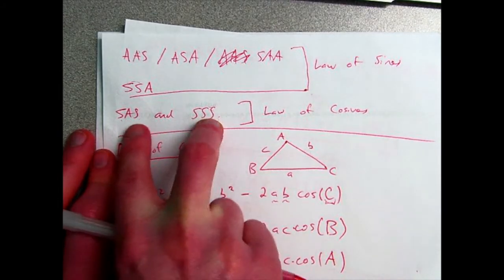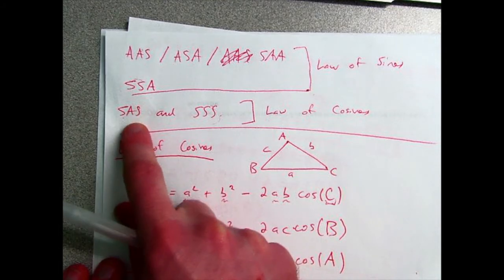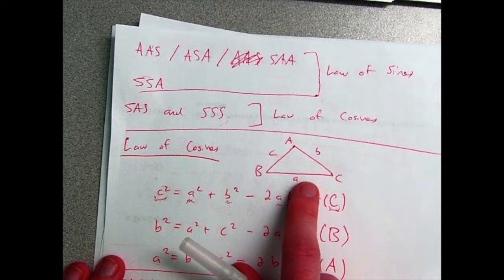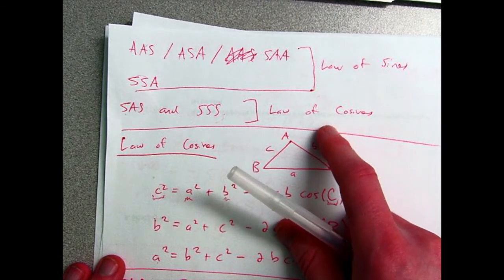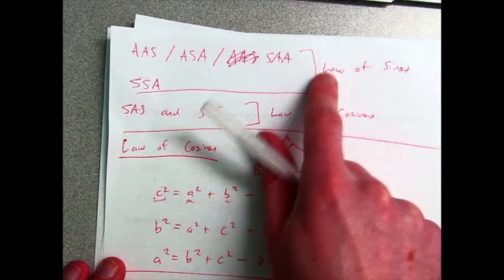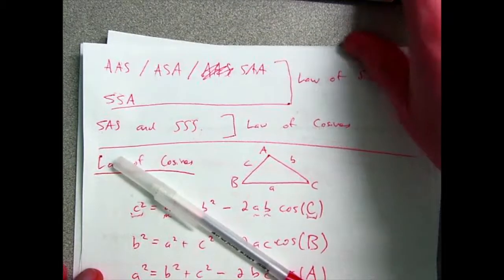For the remaining cases, that's side angle side. That's where you have 2 sides and an angle in between the 2 sides. And 3 sides, you should use the law of cosines. Okay, and don't mix and match these within the same triangle, right? Just use the law of cosines on these guys. Just use the law of sines on these guys. Just use the law of cosines on these guys. Okay.